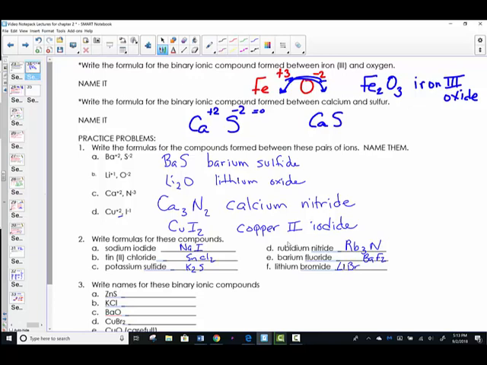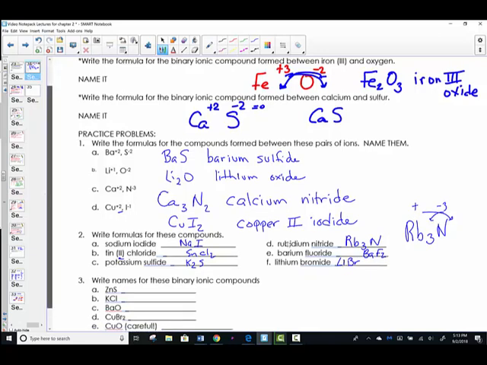Now remember, what I'm doing here, I find the positive and I look up its charge. I find the negative and I find its charge. You find those on the periodic table. Absolutely, every one is written in your periodic table, and if it's not, you see a Roman numeral with it. And your job is simply to crisscross those charges to make an electrically neutral compound.